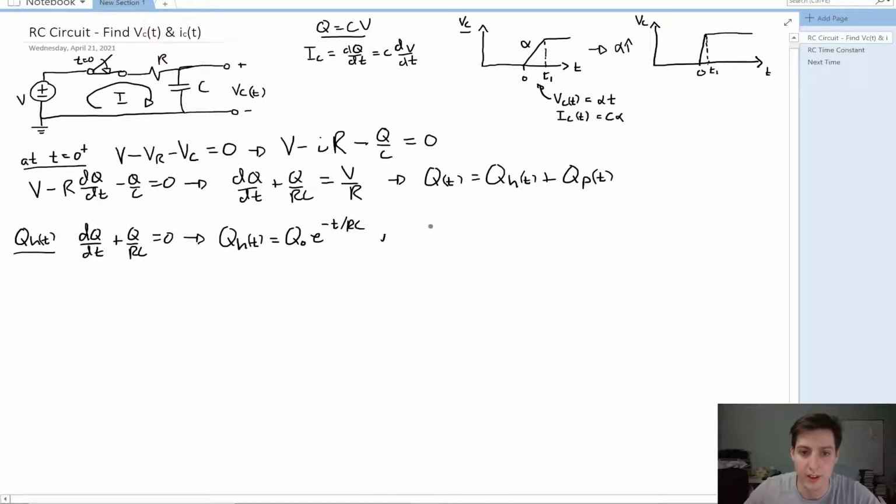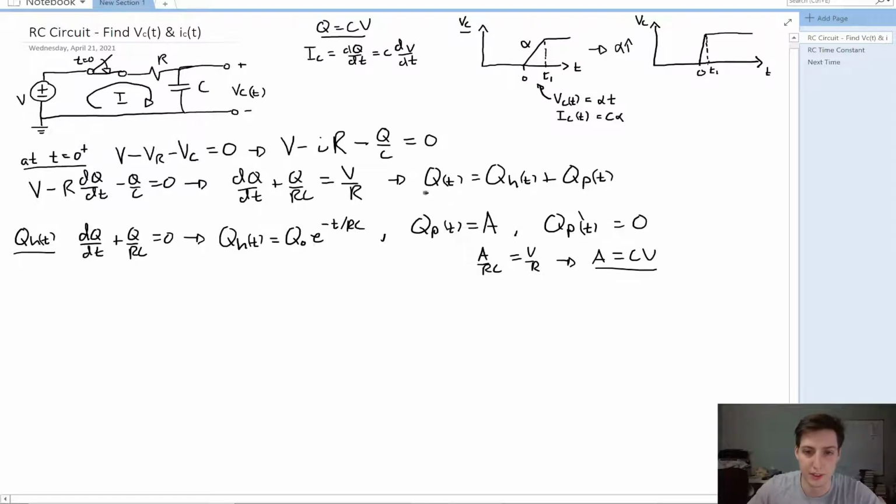For the particular solution, we look at this V over R, and we see that that's a constant, so we will use the method of undetermined coefficients to say that we will estimate the particular solution to be a constant A. From this, the derivative of the particular solution is equal to 0, and plugging back into this equation right here, we have A over RC is equal to V over R, or A is equal to C times V.